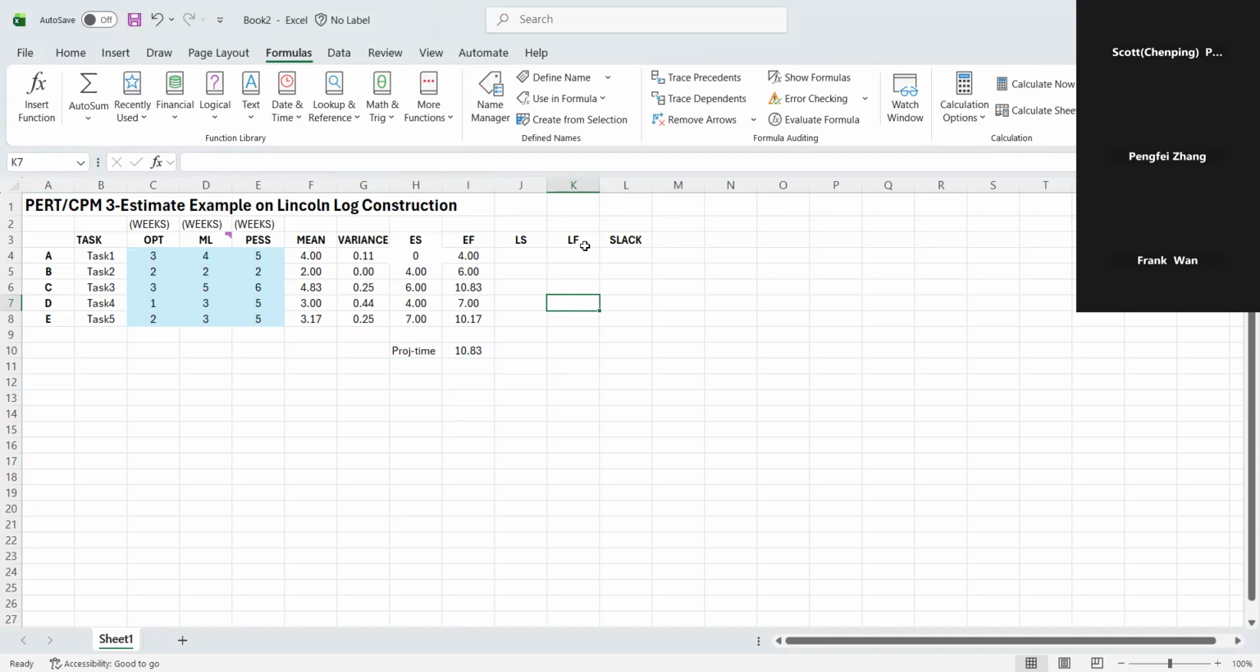Now, in the backward pass, if you look at the project network, C and E are linked to finish. So we need to begin with this. And the relationship between LS and LF is always equal to LF minus the mean duration. Don't worry about that minus 4. You will update it when you enter the numbers one by one.